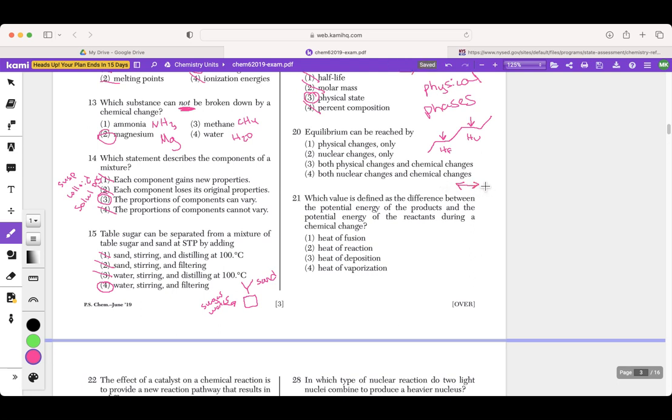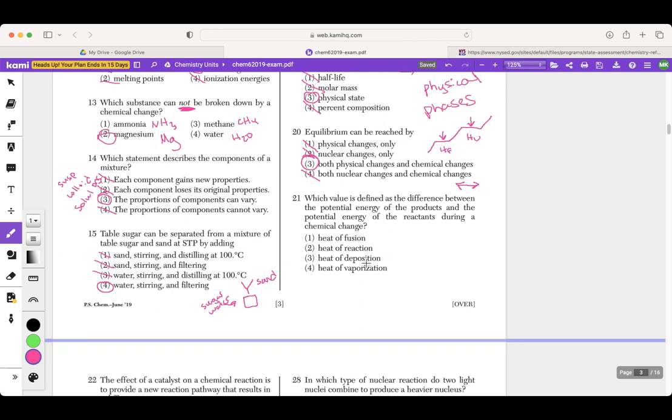So the forward reaction is going at the same or constant rate as the reverse reaction. So it can't be physical changes only because we also have chemical. Nuclear changes cannot be at equilibrium. Physical and chemical changes, this is choice 3.